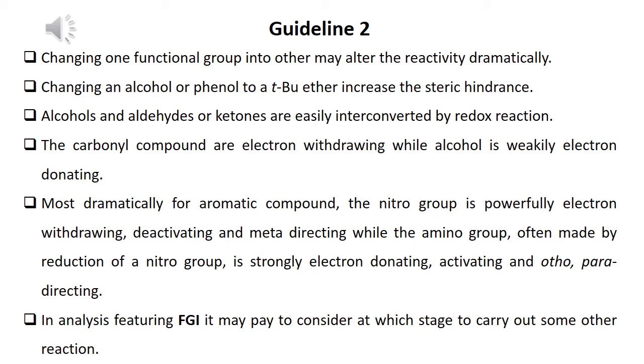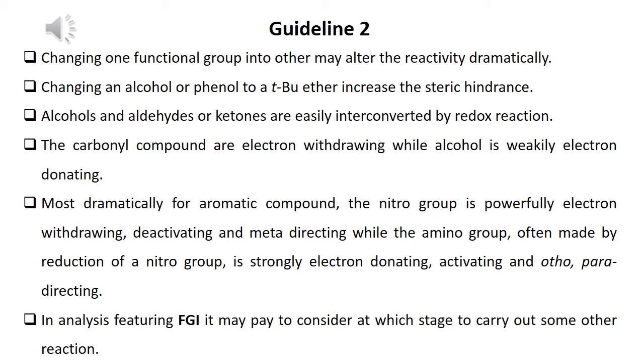Changing an alcohol or phenol to a tertiary butyl ether increases the steric hindrance. As you have seen in the previous slide, we were changing alcohol or phenol. We have not changed it into tertiary butyl ether, but if you want to change that alcohol or phenol, replacing that hydrogen with tertiary butyl will increase the steric hindrance. Alcohols and aldehydes or ketones are easily interconverted by redox reaction.